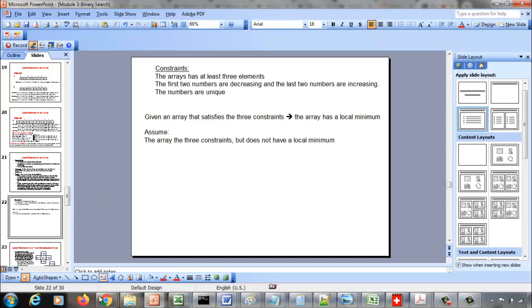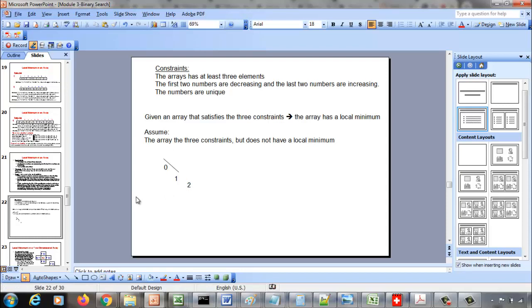Alright, so let us go about doing that. One of the conditions is that the first two numbers should be decreasing. So let us take the two numbers at index 0 and index 1. The elements at index 0 and index 1 are decreasing. And again, the array should have at least three elements, so there should be an element at index 2.